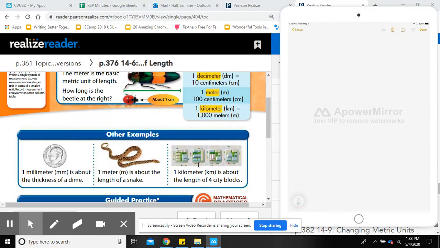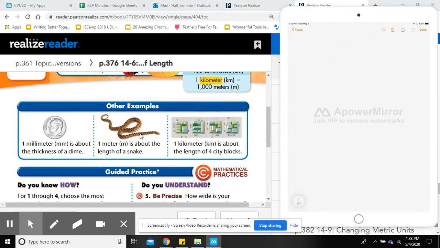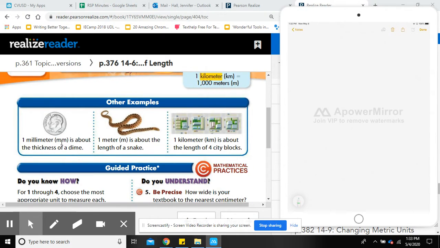And so here are some examples. A ladybug is about a centimeter, so that kind of shows you how small a centimeter is. And a dime is a millimeter in thickness. So not the height or the width, but how thick it is. When it's laying flat on a desk or a table, how thick is it? It's very, very thin, right?